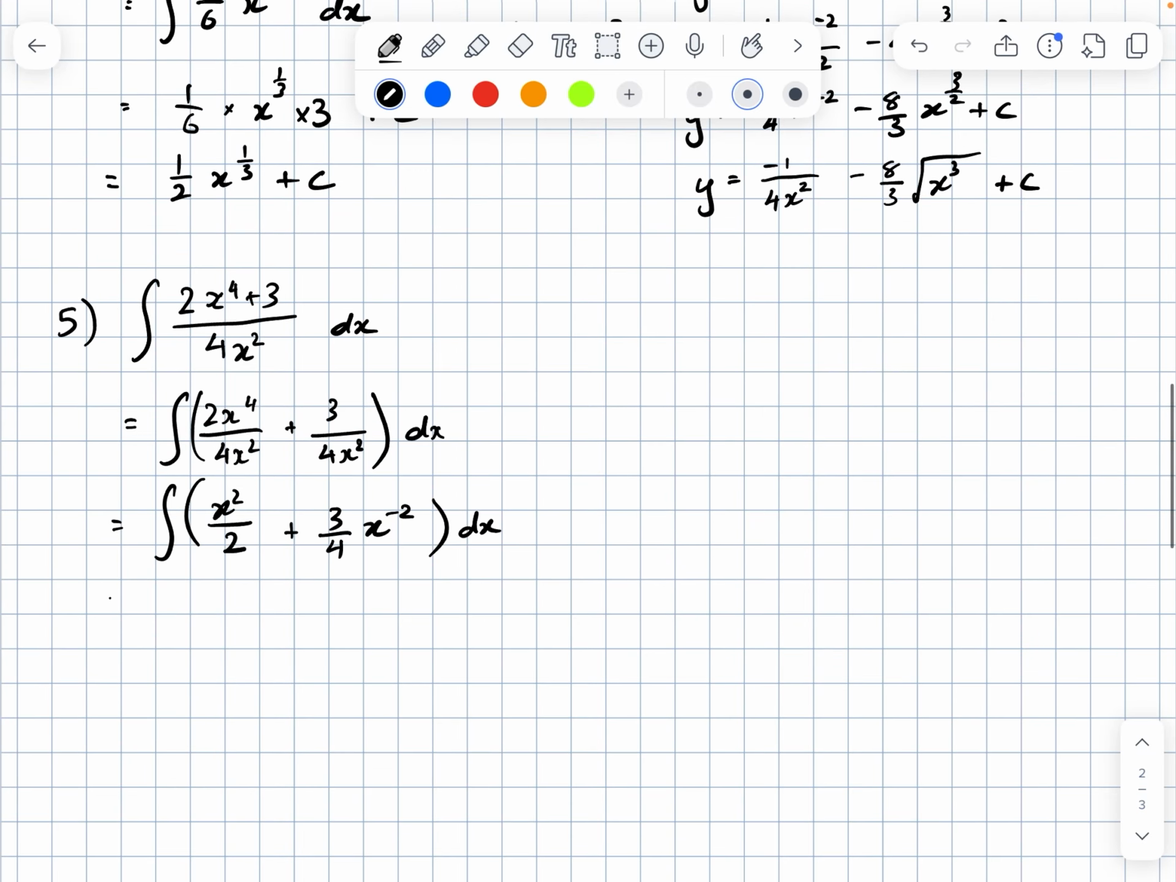Now we can integrate. We raise the power by 1, we get 3, divide by the new power, 3. When you're dividing by the new power, that's just like timesing it to the bottom of our fraction, plus 3/4, raise the power by 1, divide by the new power, plus c, gives us x to the power 3 over 6. That negative 1 just makes us a minus sign, 3 over 4, and we can bring that x to the power of negative 1 back to the bottom of the fraction by changing its sign to a positive, so 4x plus c.